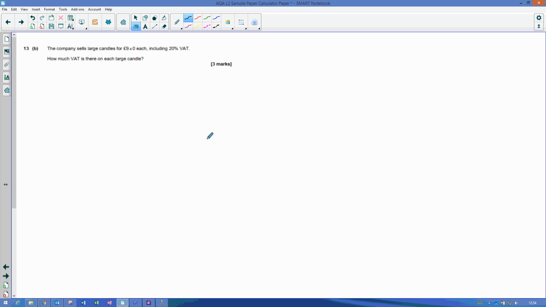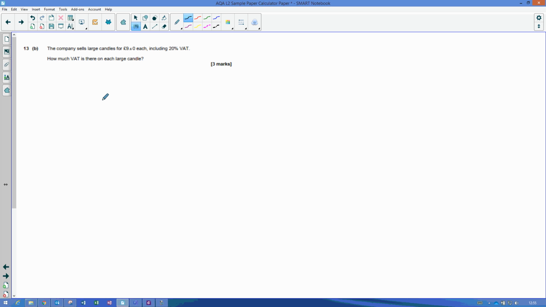AQA Level 2 Sample Paper, Calculator Section, Question 13b. Okay, so we're still looking at the candle company, and this question says the company sells large candles for £9.60 each, including 20% VAT. How much VAT is there on each large candle?